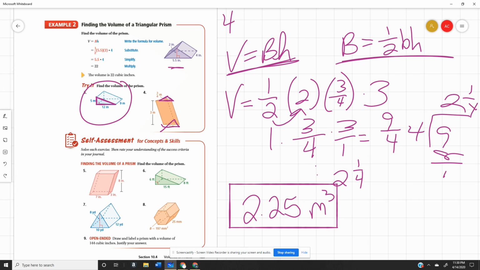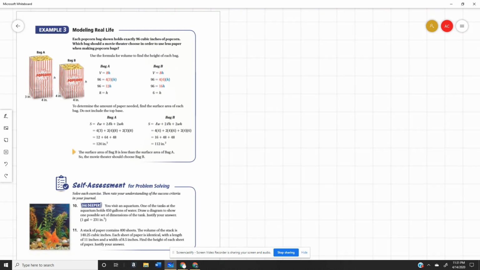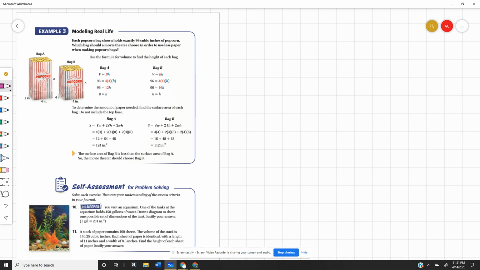All right, let's move on to example 3, modeling real life. This says each popcorn bag shown holds exactly 96 cubic inches of popcorn. Cubic inches, big hint right there. Cubic inches means volume. It says, which bag should a movie theater choose in order to use less paper when making popcorn bags? The volume of them is the same. Okay? They each hold 96 cubic inches, but they have a different height. Each one of them has a different height, and we have to figure what that is.